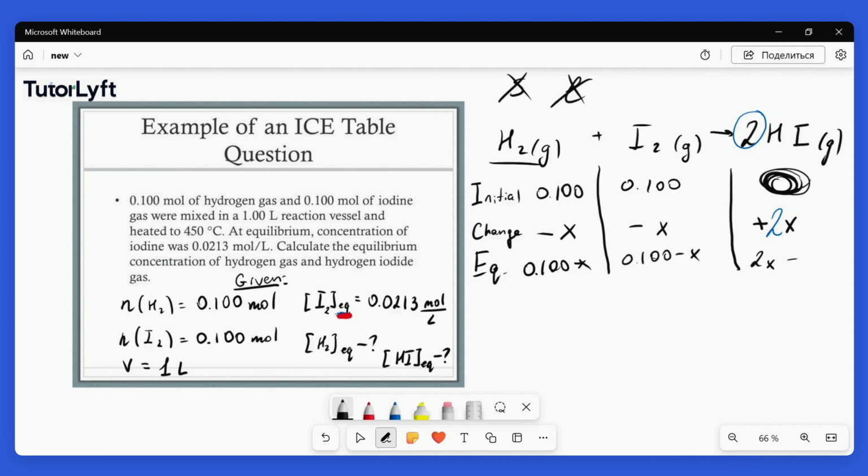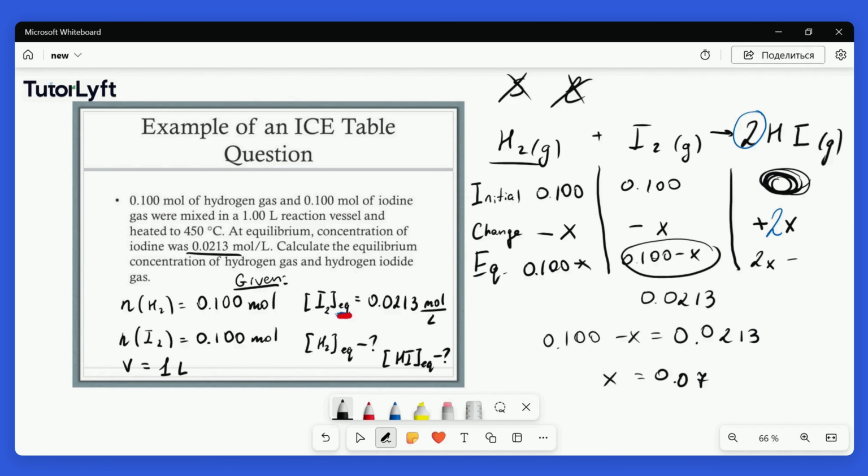Now, why here did I highlight this equilibrium? Because I2, at the equilibrium, was 0.0213. So instead of 0.100 minus X, I can put 0.0213 equals 0.100 minus X. So let's do this. 0.100 minus X equals exactly what they gave to us. I didn't really make this number, I just got it from the question. 0.0213. Let's solve for X. This is pure math. So in this case, X will be equal to 0.0787. That's our X, right?